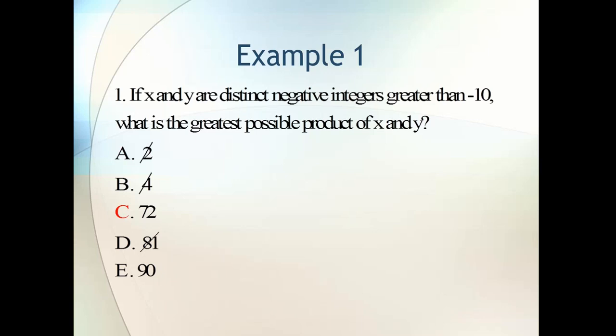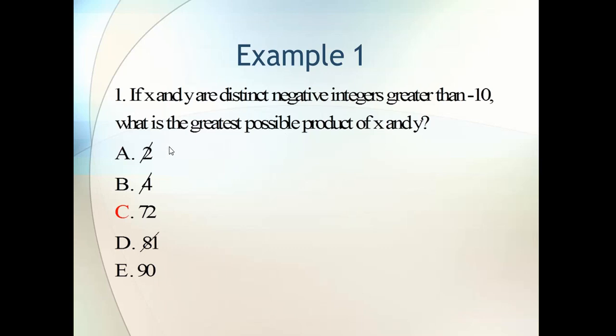All right, now let's do both. First of all, it says that x and y are distinct negative integers, so they cannot be the same number, and greater than negative 10. So we have to remember that. That means from negative 9 and above, until negative 1. And we need to find the greatest possible product of x and y.